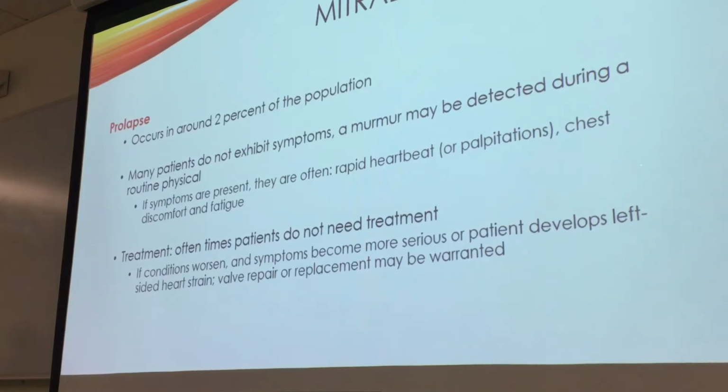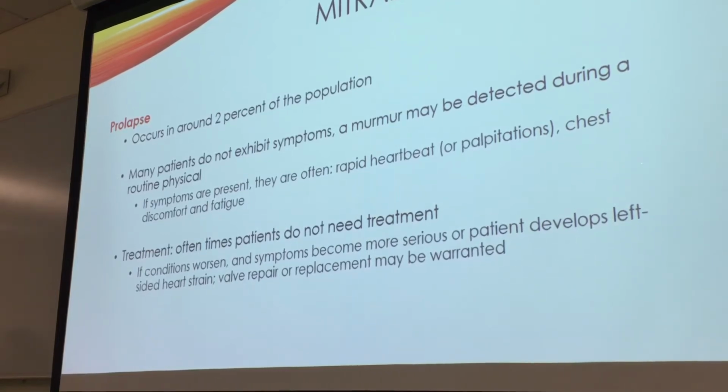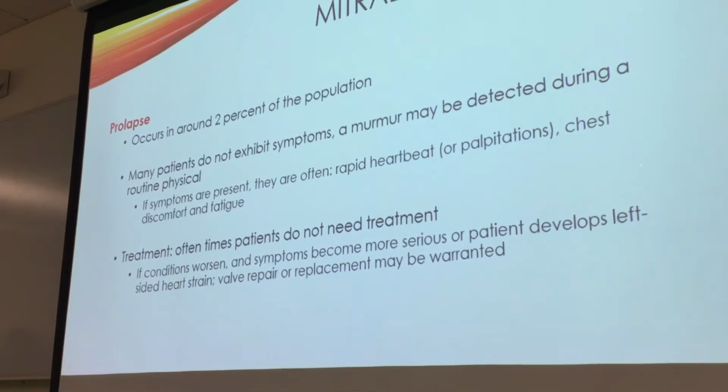So the two we're going to talk about that are most common are mitral and aortic. So mitral valve disease, specifically prolapse, occurs in about 2% of the population, and a lot of patients can live like this for a long time without even knowing that they have a prolapse. They may not have any symptoms at all, and it's just detected when a physician or a nurse hears it when assessing heart sounds. They may hear a murmur.